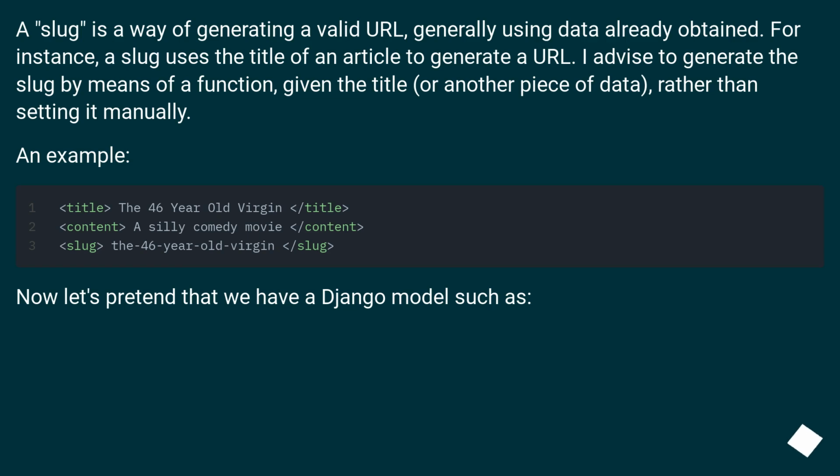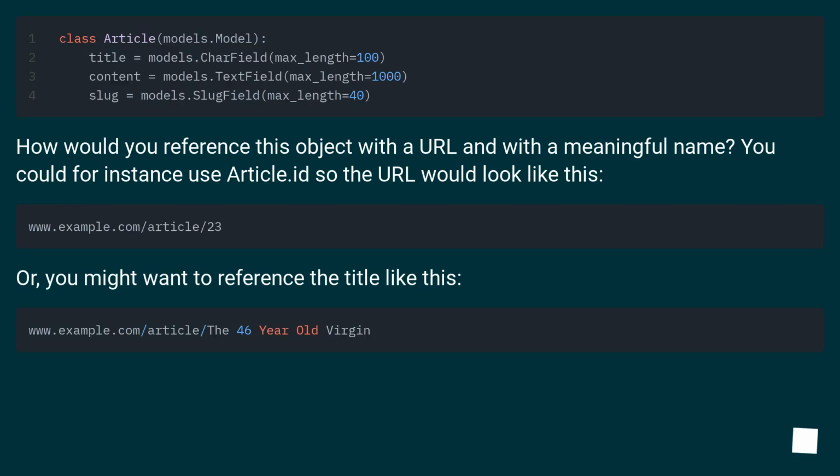Now let's pretend that we have a Django model such as this. How would you reference this object with a URL and with a meaningful name? You could, for instance, use article.id so the URL would look like this. Or, you might want to reference the title like this.